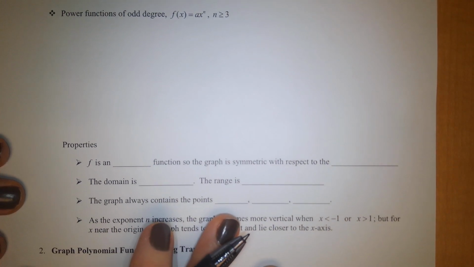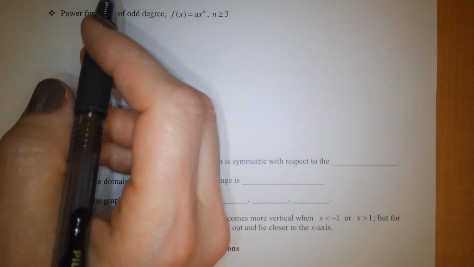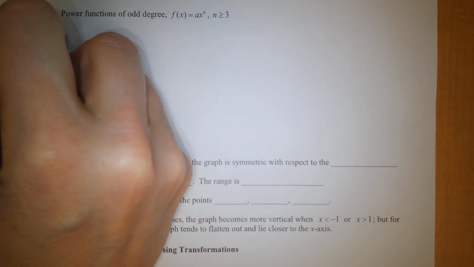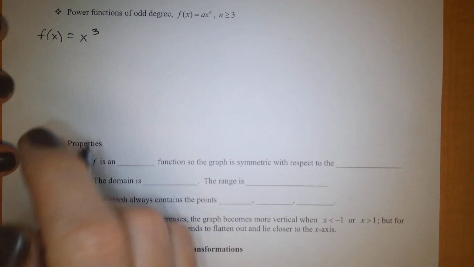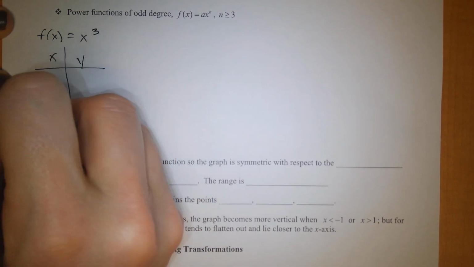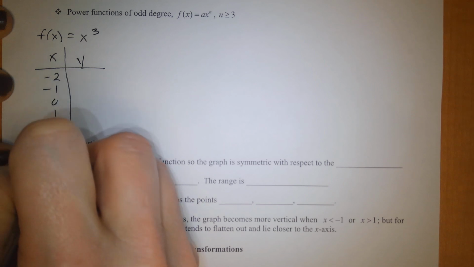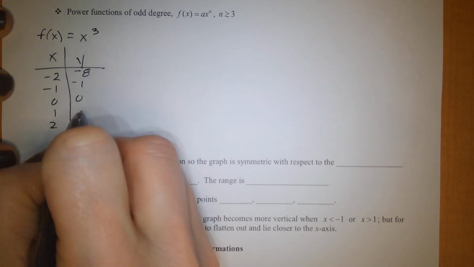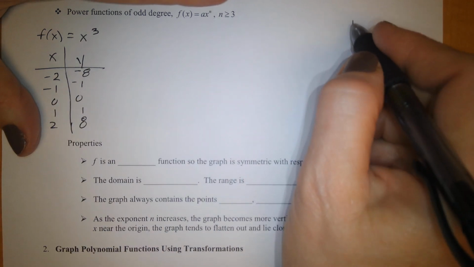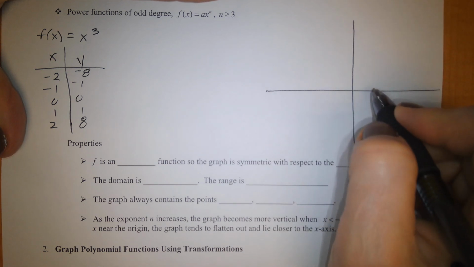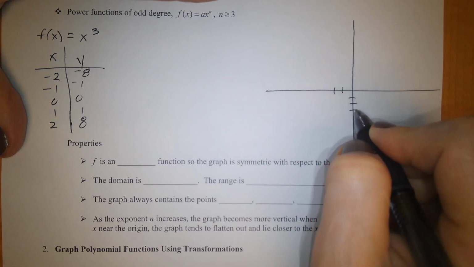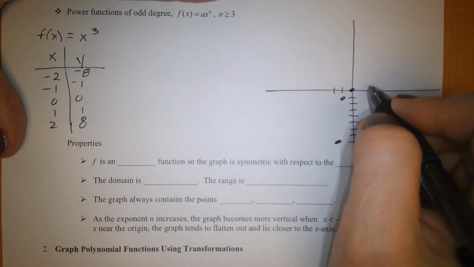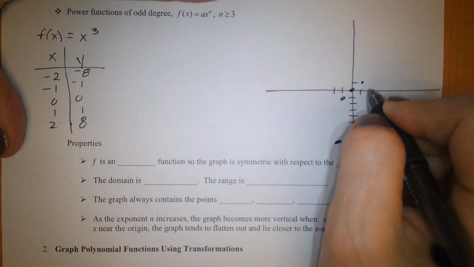So now let's look at power functions that are of the odd degree. So let's switch to an odd function. Let's first look at the function x to the third power. -2 to the third power is -8. -1 to the third power is -1, and so on. So if I come over here to graph this, we have -2, -8, -1, -1, 0, 0, 1, 1, and 2, 8.